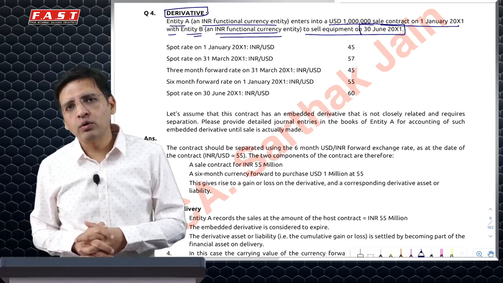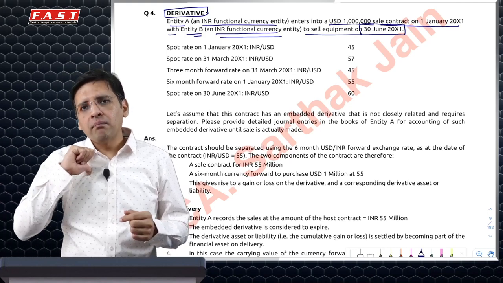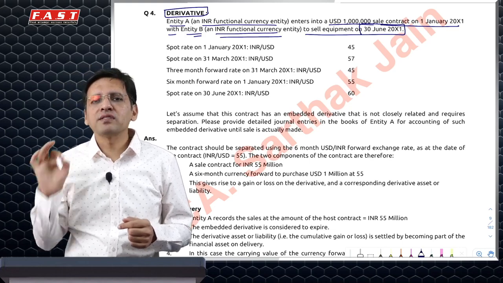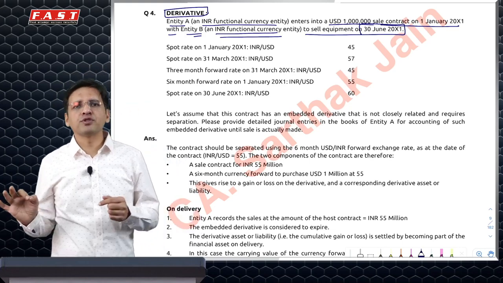Having said that, how do I do the accounting for it? In my books, if I have to do the accounting, I'll give you one simple tip which will clear all your confusions.